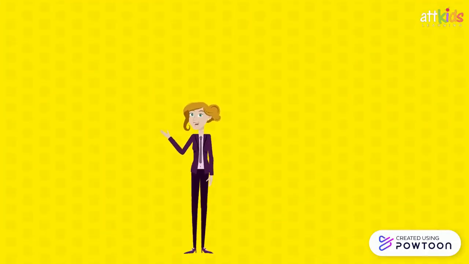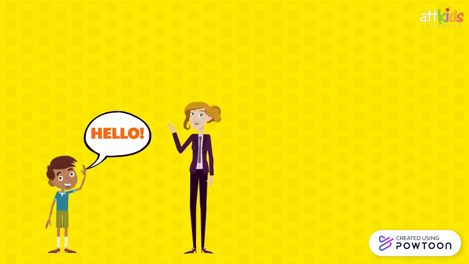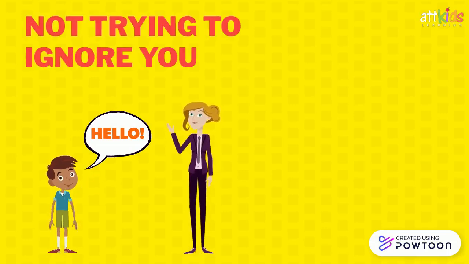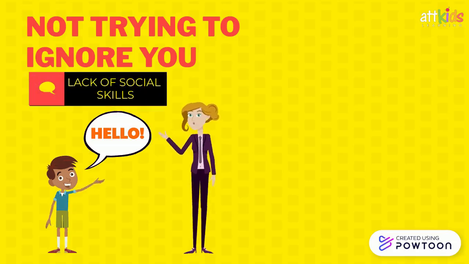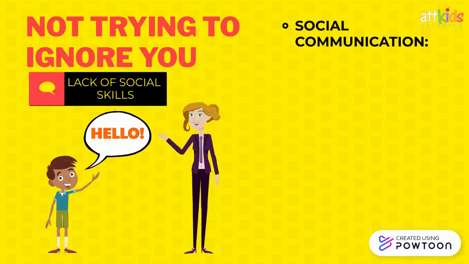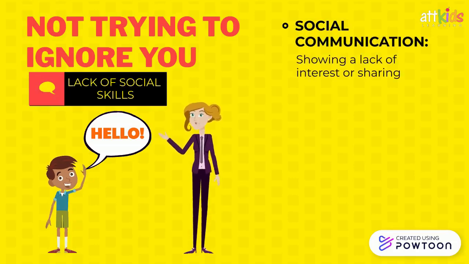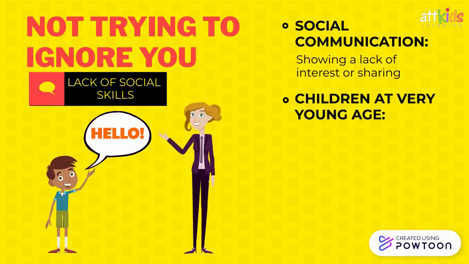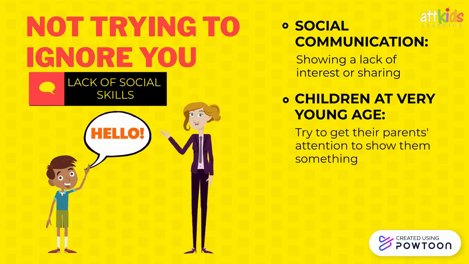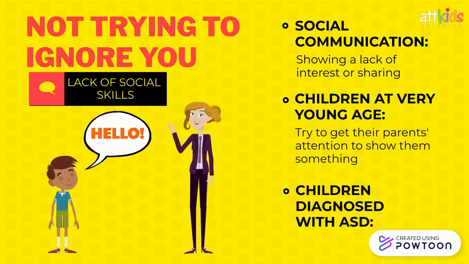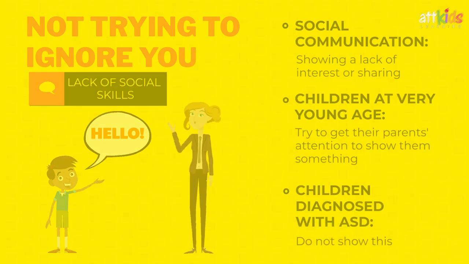In practice, I have seen many children who will walk right by you without saying hello, or even answering a question you may ask. It's important to understand that the individual is not trying to ignore you, but rather that social skills are lacking. A part of social communication is also showing a lack of interest or sharing. Many children at a very young age will try to get their parents' attention to show them something, but children diagnosed with ASD do not show this.